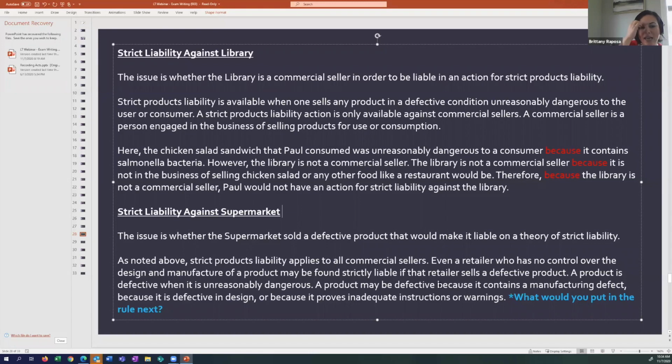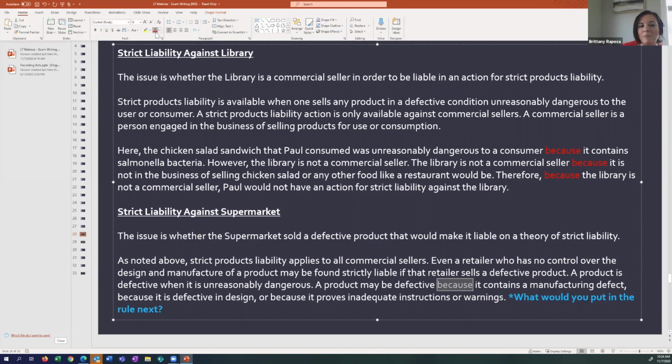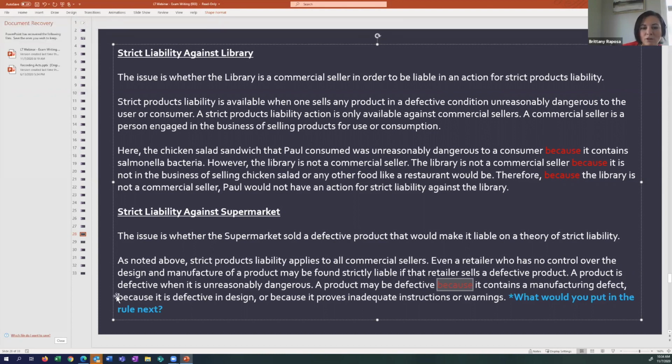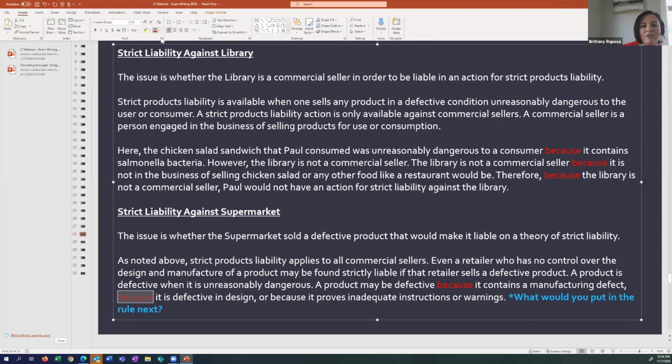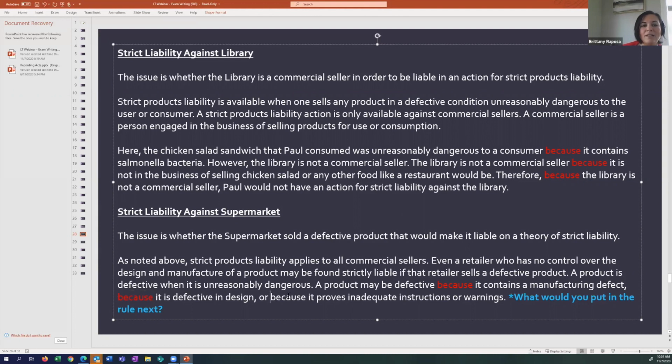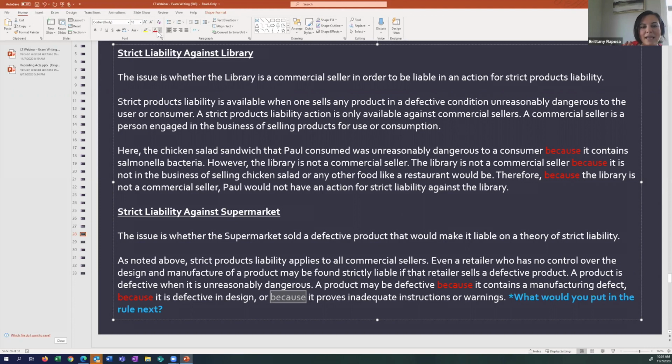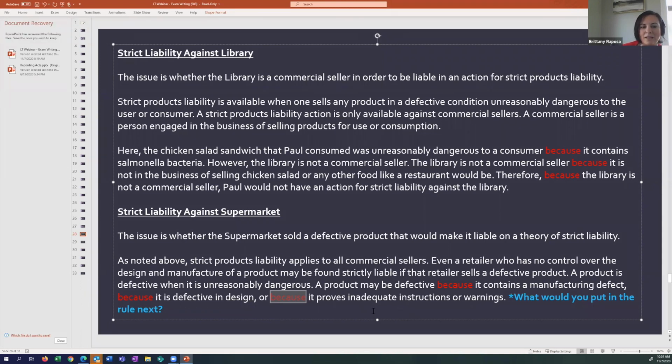And so the same thing happens here, right? As noted above, strict products liability applies to all commercial sellers. And so we're getting a little bit more into the rule of a commercial seller. So even a retailer who has no control over the design and manufacture of a product may be found strictly liable if that retailer sells a defective product. A product is defective when it is unreasonably dangerous. And then a product may be defective because it contains a manufacturing defect, because it's a design defect, or because it provides inadequate instructions or warnings.